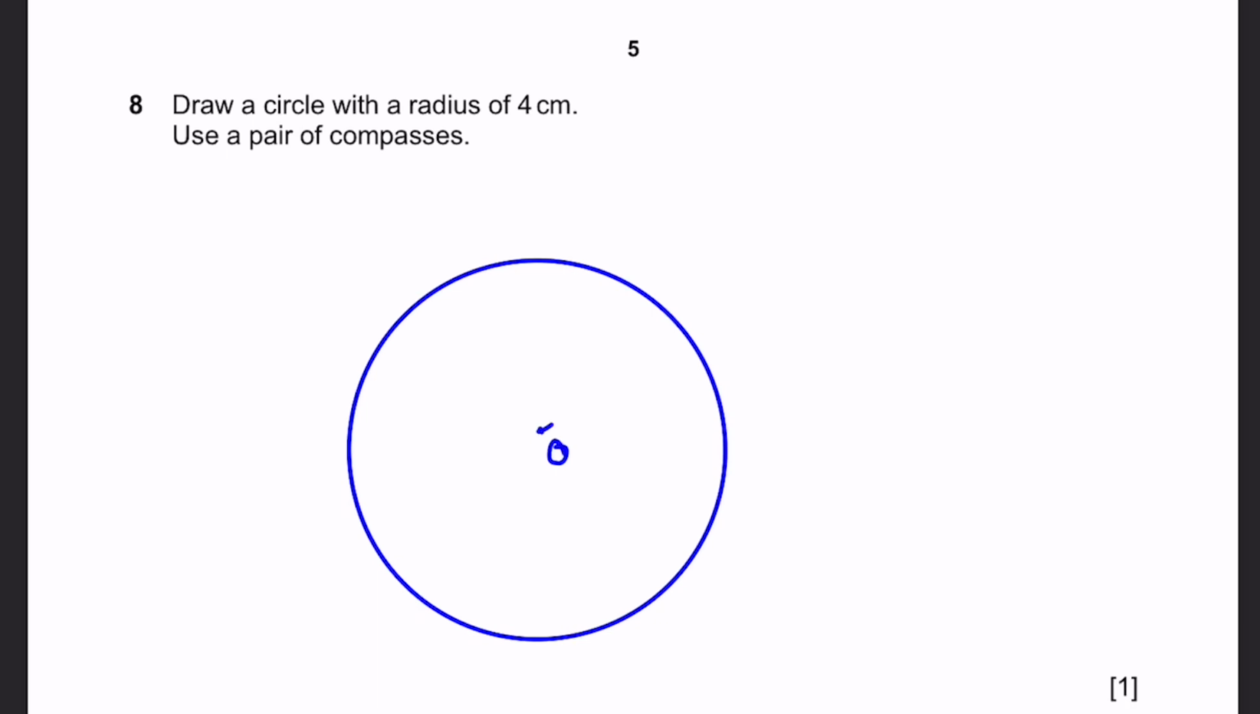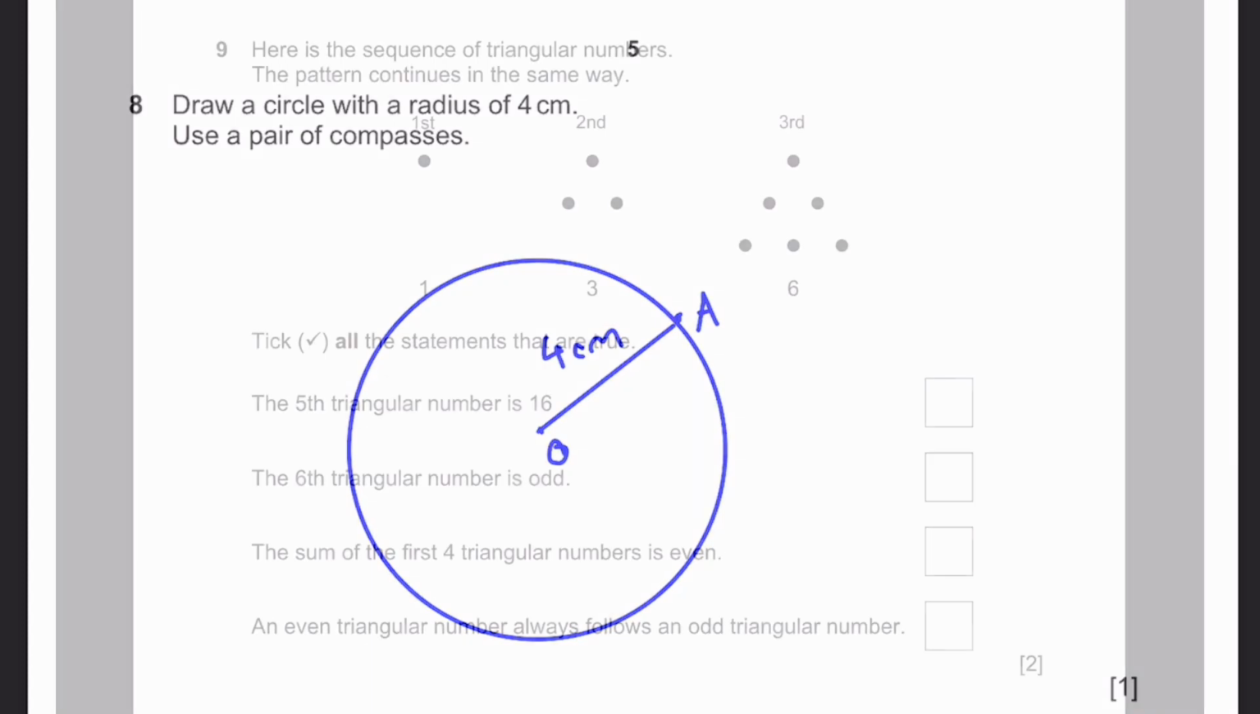And also we have to mark a radius, which is here 4 centimeters. So this line OA is the radius of the circle with length 4 centimeters. That's the answer. Question 9.